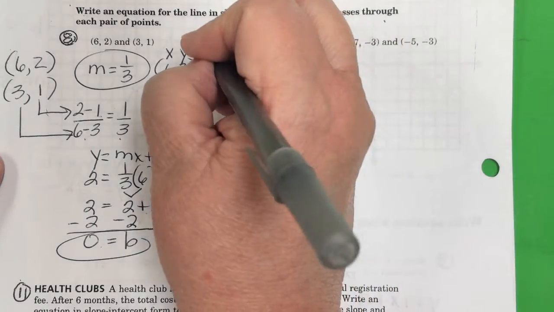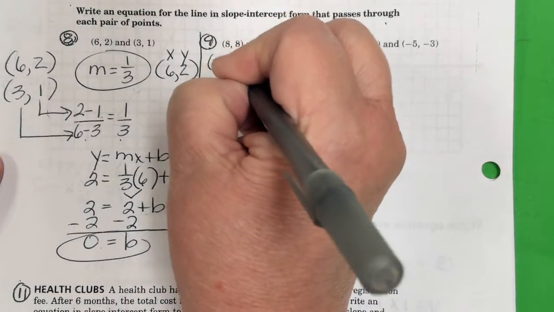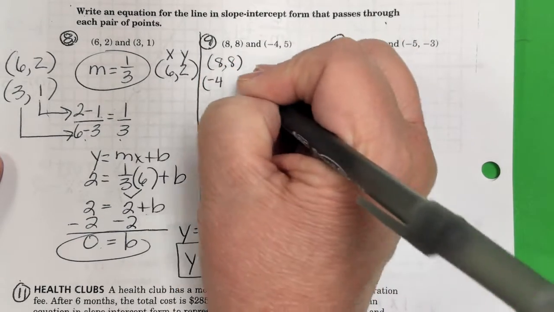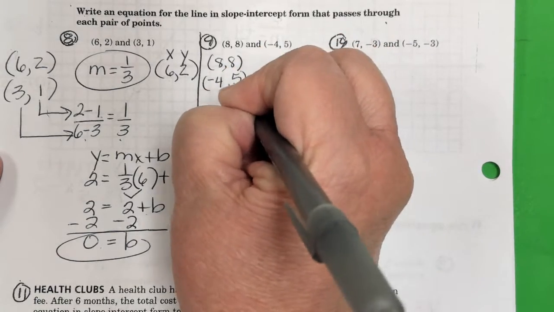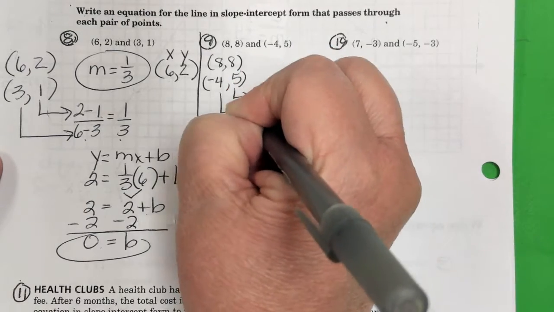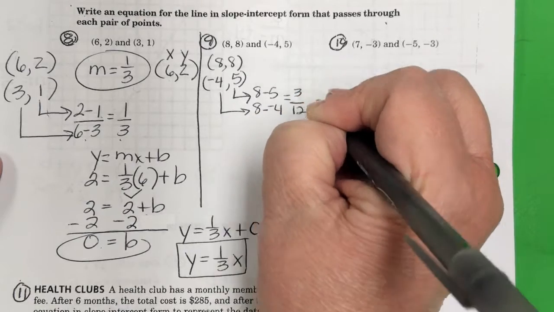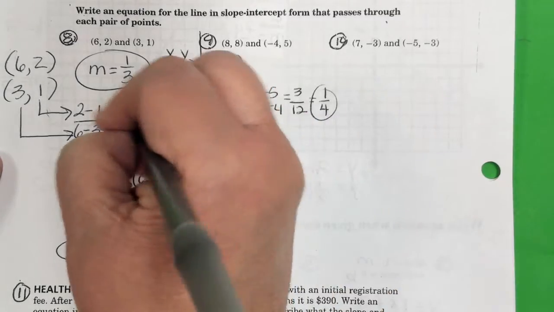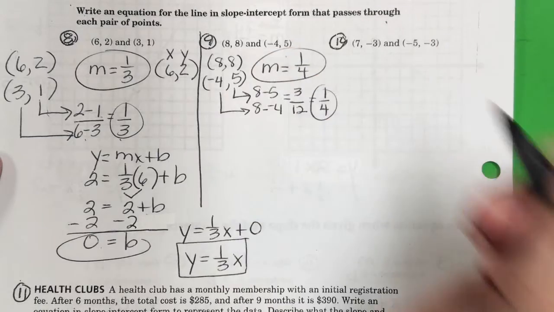Number 9. First, we're going to find the slope. Remember, the only reason why we're stacking them is so that we accidentally don't subtract a y minus an x. We have them lined up. 8 minus 5, that's y minus y equals 3. 8 minus -4 is going to be 12. And that simplifies to 1/4. So our slope equals 1/4. We're halfway there.